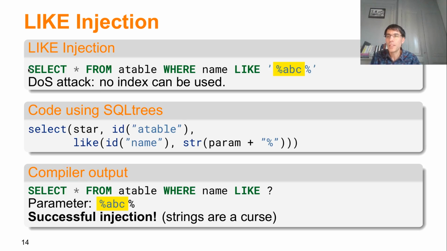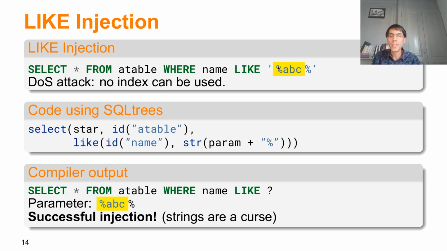Here is an example of a LIKE injection. You select all columns from a table where the name is like some pattern. Here the percent sign in the pattern means anything. It's a joker character. The intention of the developer was to look for strings whose prefix was given by the user. Unfortunately, the attacker did not give a prefix but a pattern, as the first character here is a percent sign.